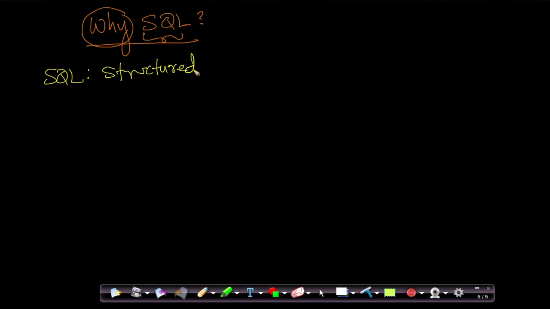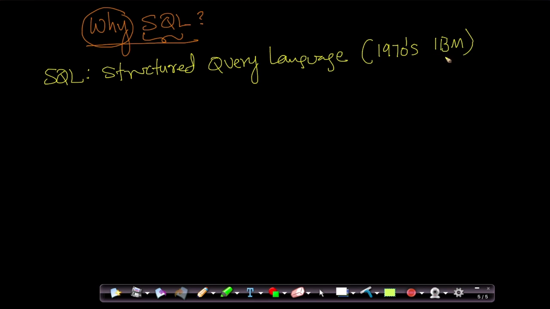Structured Query Language. SQL has its beginnings in the 1970s, and it was created at IBM by a bunch of researchers who were among the earliest researchers on relational databases. So the whole area of relational databases took off. There were phenomenal mathematicians and researchers called Boyce and Codd who came up with some of these core ideas of relational databases.